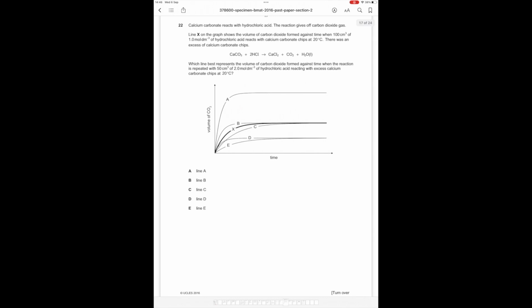Okay. 22. Calcium carbonate reacts with hydrochloric acid. The reaction gives off carbon dioxide gas. Line X on the graph shows the volume of carbon dioxide formed against time when 100 centimeters cubed of 1 mole per decimeter cubed of HCl reacted with calcium carbonate chips at 20 C.